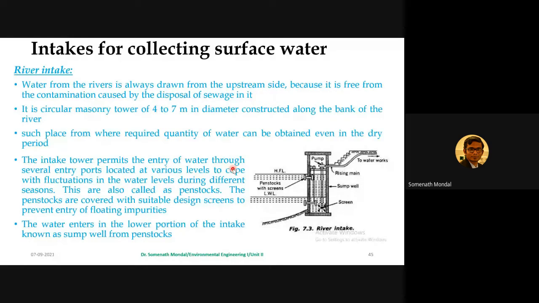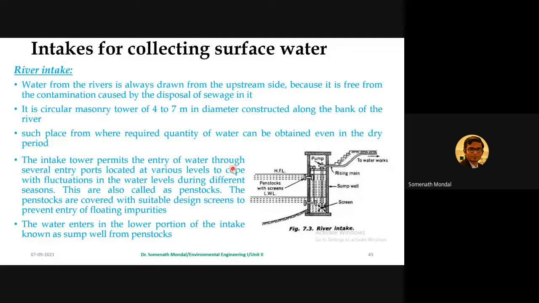So apart from that, a few things should be kept in mind. River intake is always located upstream of the city, so that pollution and contamination is minimum. Once it is downstream of the city, you will have a very different and worse quality of water, and that is why it is always suggested to construct river intakes upstream of the city.